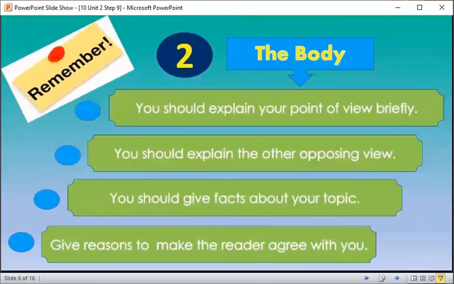These are questions. In step 2, which is the body, you have two paragraphs. You have to explain your point of view.